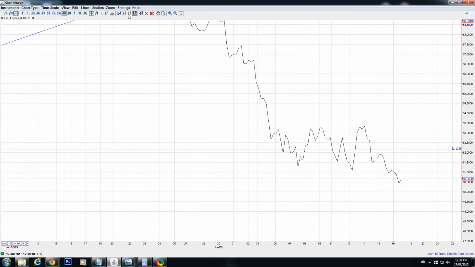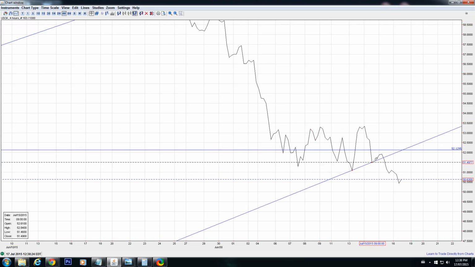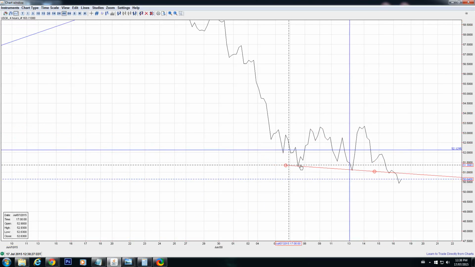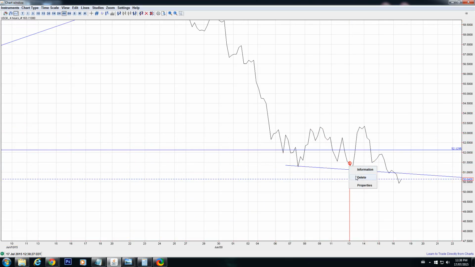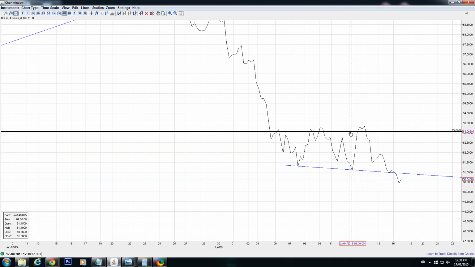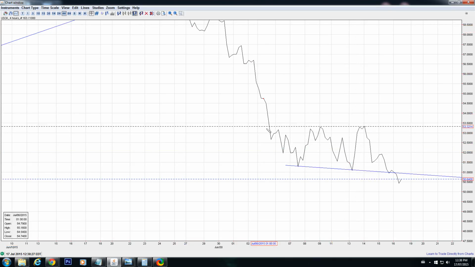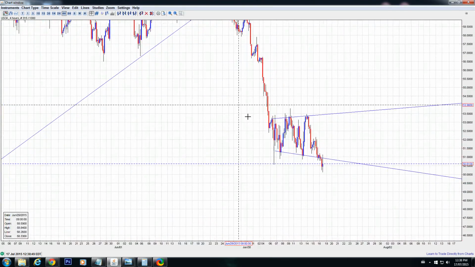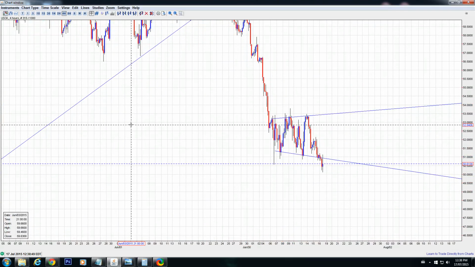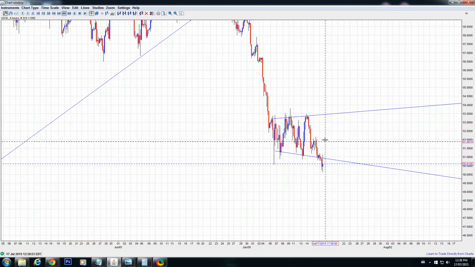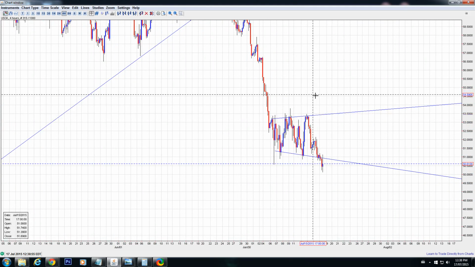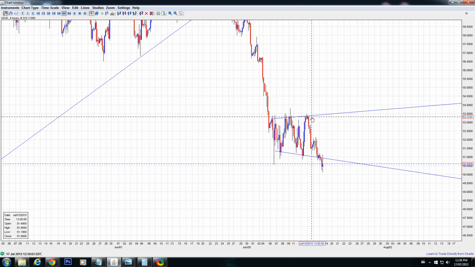So what it looks like to me, something like this. So it looks like it's going to continue to go down, but it may not. It may right at this point decide to come back up here and test this line again. So if you were going to make your next trade, you would have done it somewhere around here or most likely here.